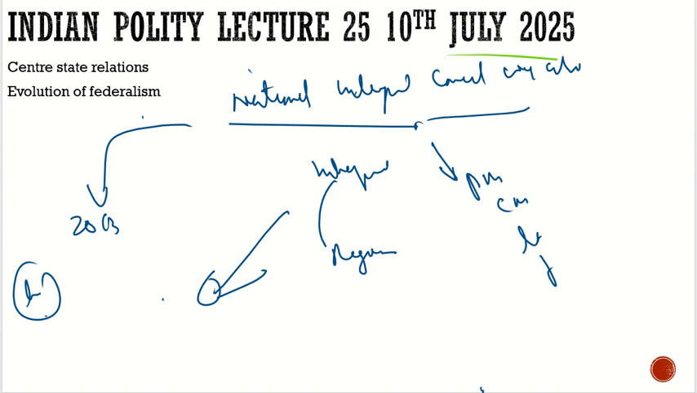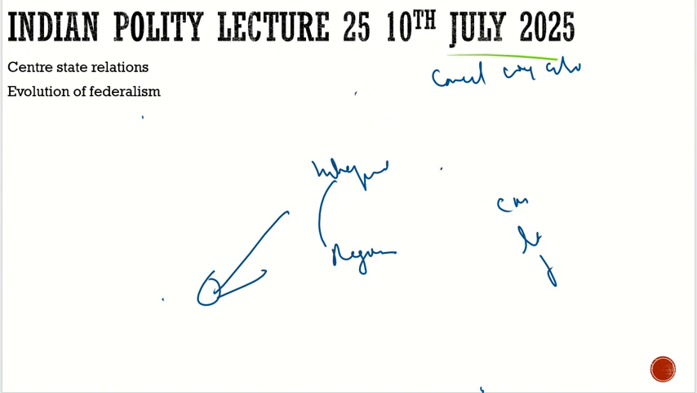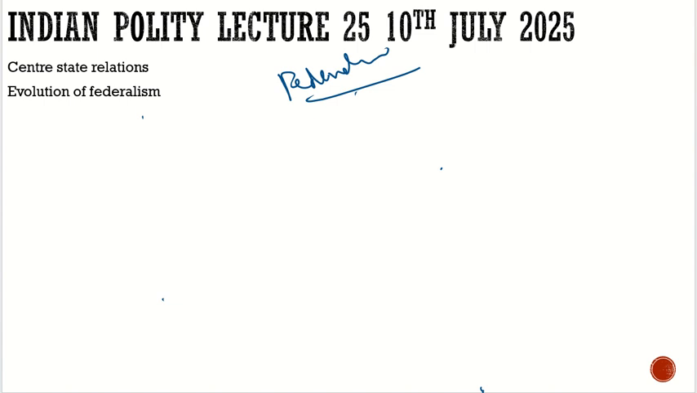So basically a question which can be asked is about the evolution of federalism. So let's try to understand how federalism has evolved in India from the day we enacted the constitution. Let's try to understand that one by one. So the topic is federalism. What does the constitution say about federalism? Does the constitution mention federalism? The answer to it is a big no. The constitution nowhere mentions federalism.